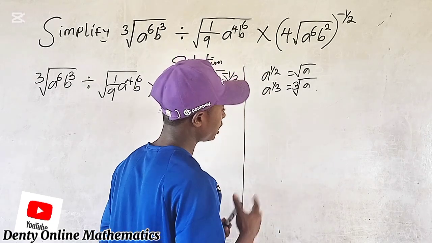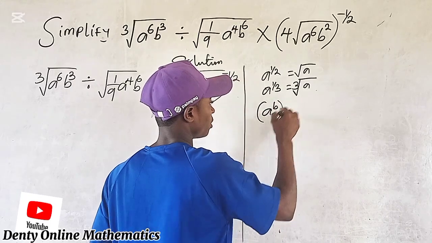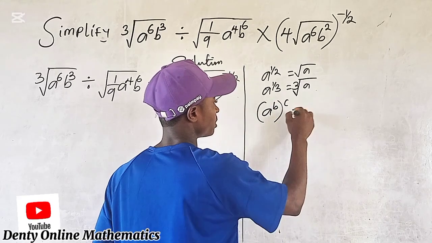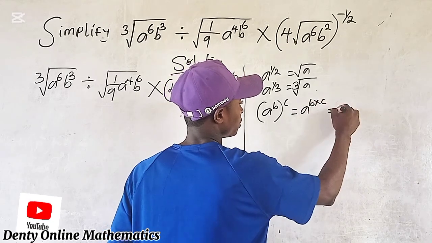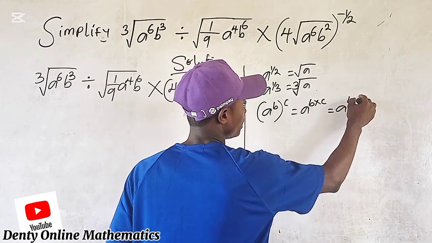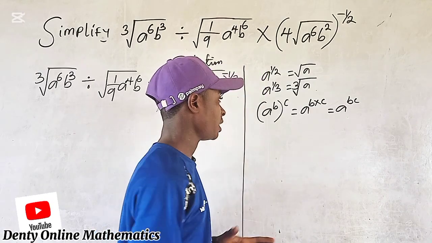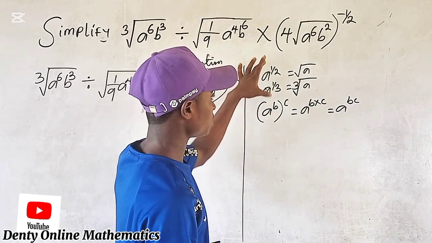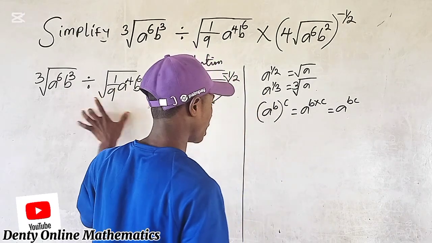Now let's check another one. If you have a raised to the power of b, all raised to the power of c, this is the same thing as a raised to the power of b multiplied by c, which will give us a raised to the power of bc, because b times c gives us bc. I'm going to use these laws now to break this down.